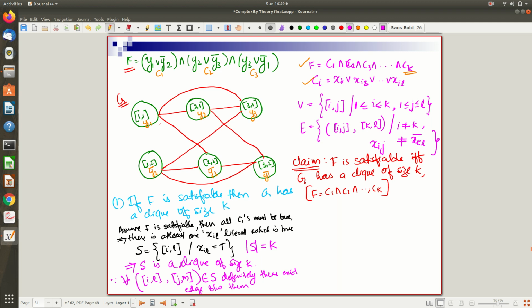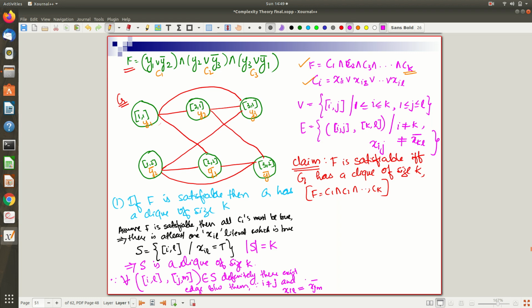Because the first thing is you can see that this i and j are definitely different, since i is not equal to j. Is it correct? Because we are selecting vertices from different clauses. The first index corresponds to the clause, and within a clause I am selecting only one vertex. The second vertex is definitely from a different clause, so these clauses are not going to be the same. Also, if I look at the literal corresponding to the first vertex, say x_il, and the literal corresponding to the second vertex, say x_jm, they are not complements of each other because we are considering only true literals.